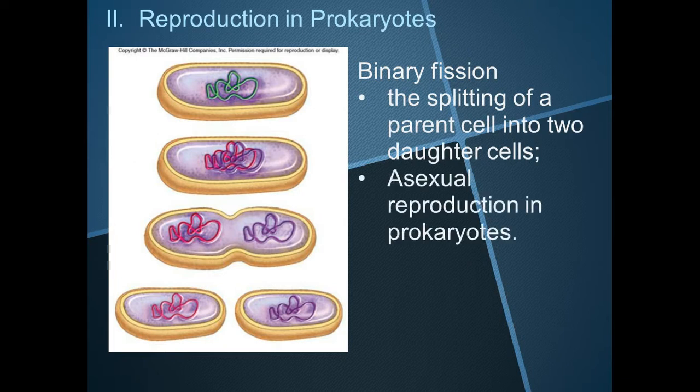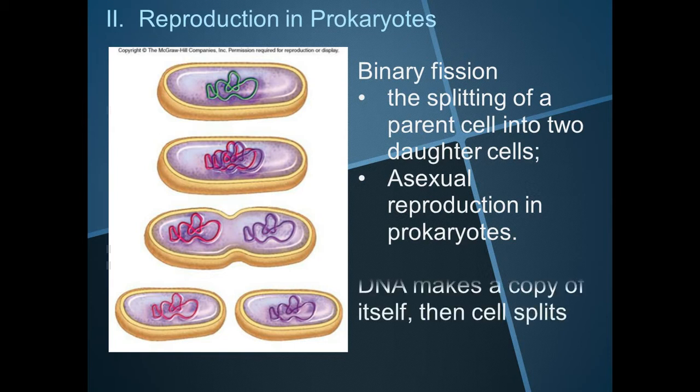This would be asexual reproduction, meaning there's no crossing over of genes, there's no sharing of genetic information, and it happens in prokaryotes, which are things without a nucleus. Like I said, basically DNA makes a copy of itself, which is called DNA replication, and then the cell splits apart.